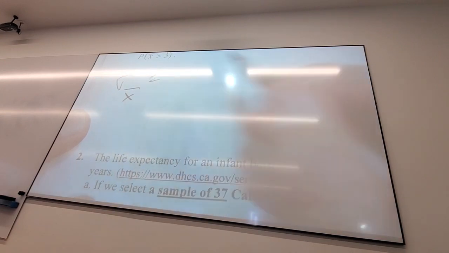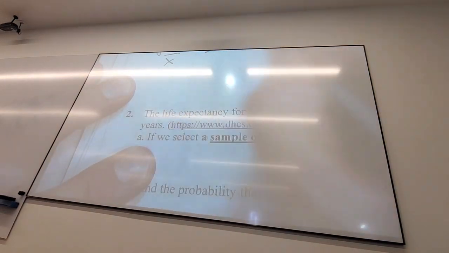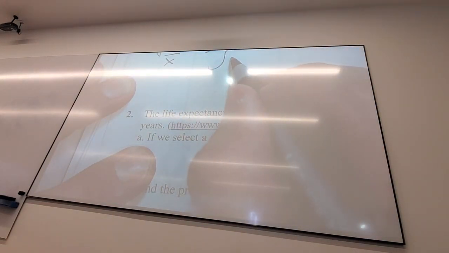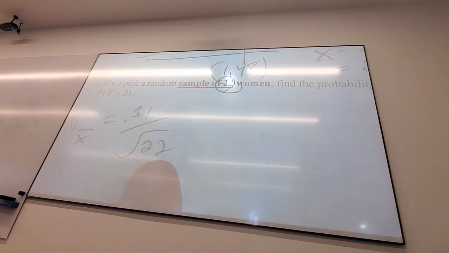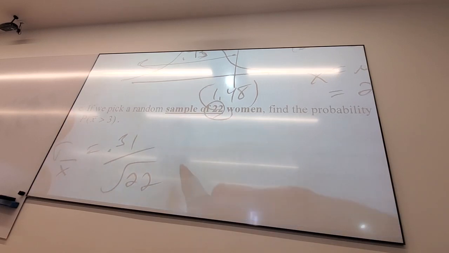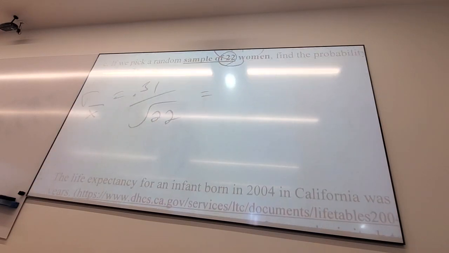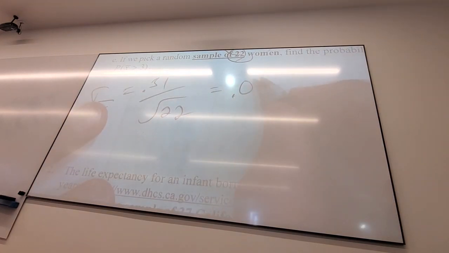I take the old one, 0.31, that was good for individual women, and divide by the square root of? 22. Say again? 22, yes. 22 women. This has always got to be a sample size. This is always N. If you put a decimal in there, something's gone horribly wrong. Don't go cutting people up. 21.7 women. No! Stop it. So what do you get for that? 0.066.